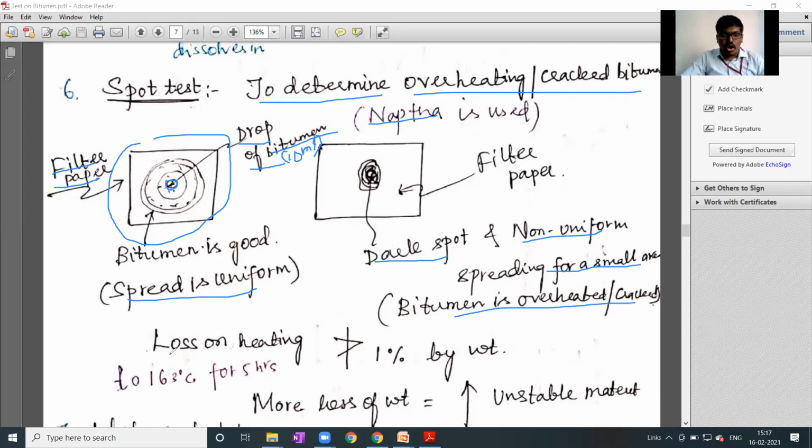Loss on heating to 163 degrees centigrade for 5 hours should not be greater than 1% by weight. This is just a criteria here. I'll move to the next.